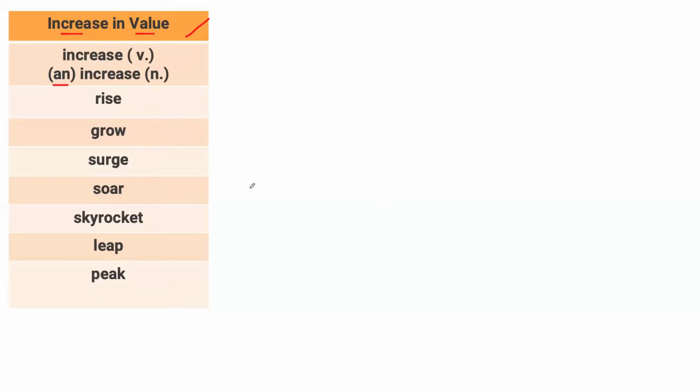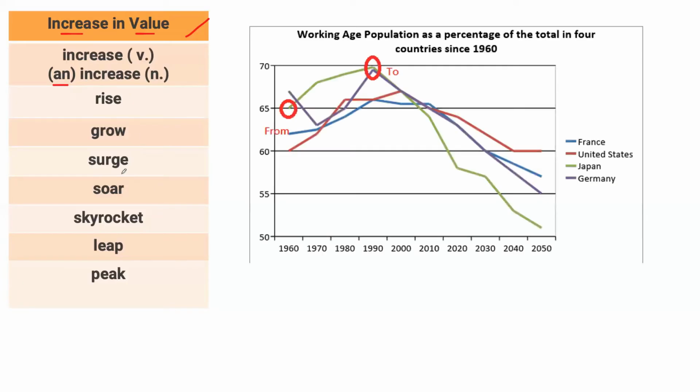And first we're going to just look at a very common example and talk about from and to. So let's look at our first example here. We see the working age population as a percentage of the total in 4 countries since 1960. And we've got our countries here: France, United States, Japan, and Germany. Now look here, we have from and to in red. So we're going to focus on Japan in this particular example. It is the green line. So we're going to look at how we can talk about this increase from 65 to 70.